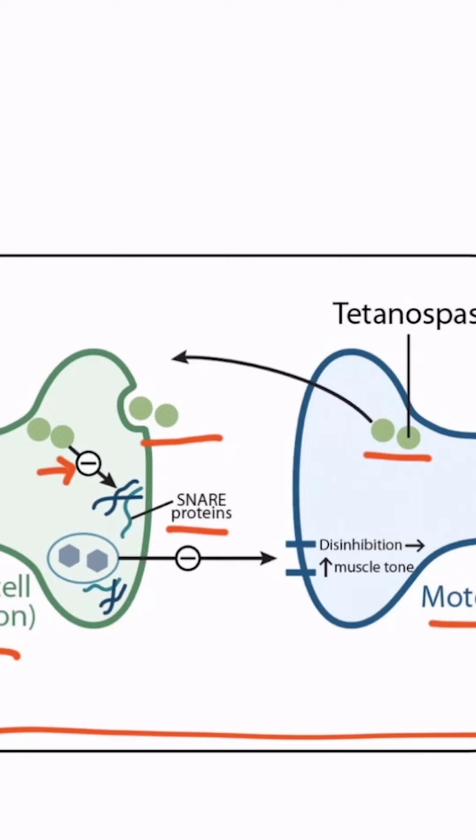So by decreasing GABA and glycine, the muscle becomes disinhibited, or overly active, which is why the muscles are overstimulated, resulting in increased muscle tone. Okay, now that you understand the mechanism here, let's return to the image and help you memorize these details.